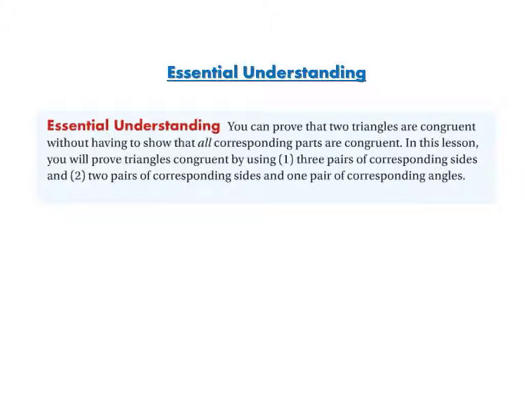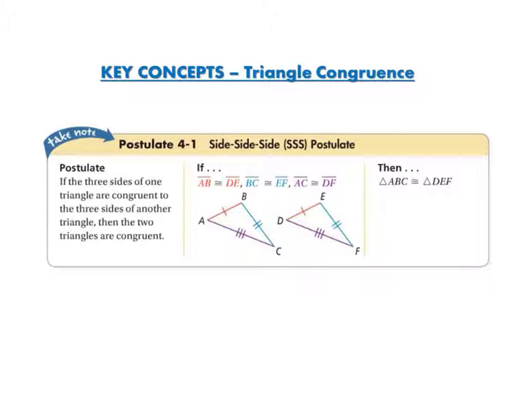In this lesson, you will prove triangles are congruent by using, number 1, 3 pairs of corresponding sides, side, side, side, and 2 pairs of corresponding sides and 1 pair of corresponding angles. That's side, angle, side. The side, side, side postulate states that if the 3 sides of one triangle are congruent to the 3 sides of another triangle, then the 2 triangles are congruent.